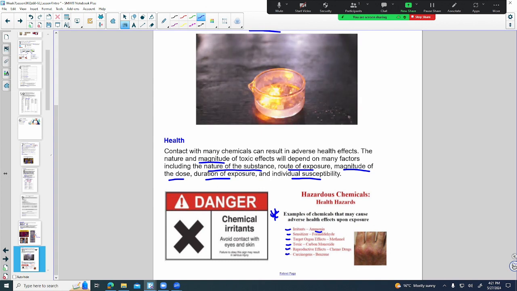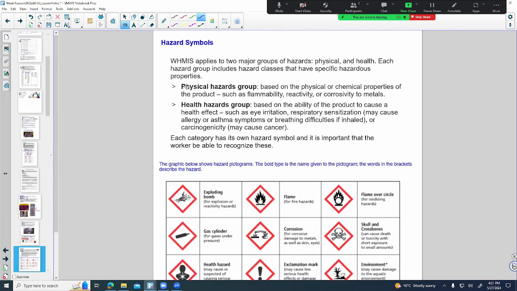So you might see this symbol. This is danger, chemical irritants, avoid contact with eyes and skin. Failure to obey this sign may result in serious injury. Okay, so basically be aware of the symbols or hazardous symbols to prevent harm. So here are your hazard symbols.